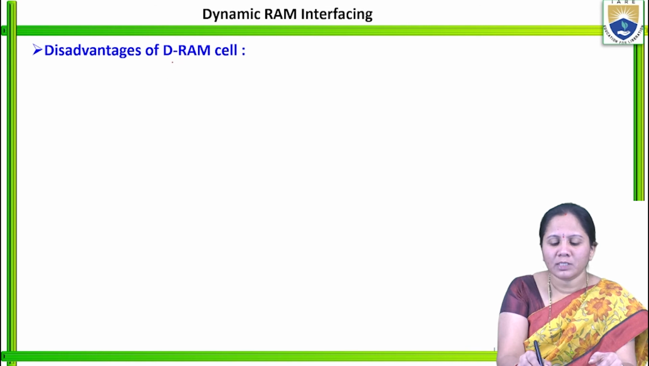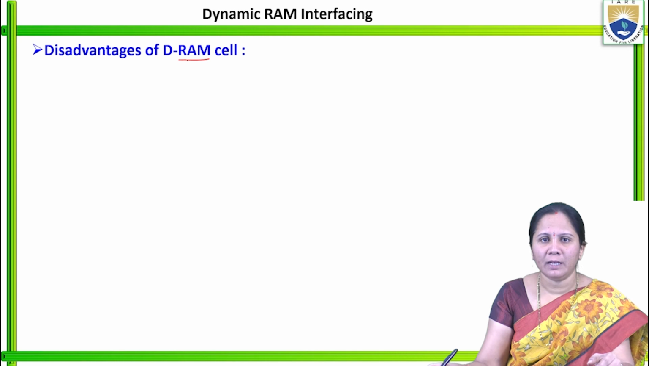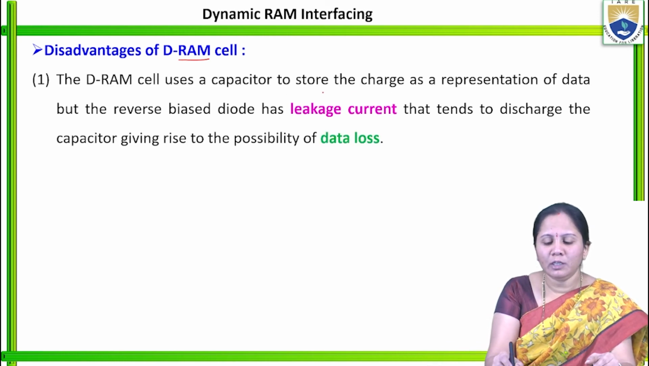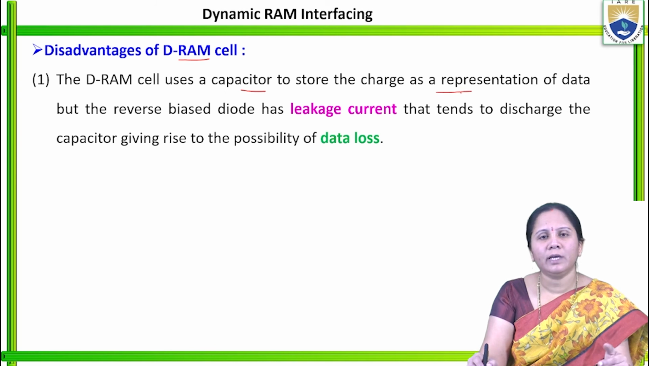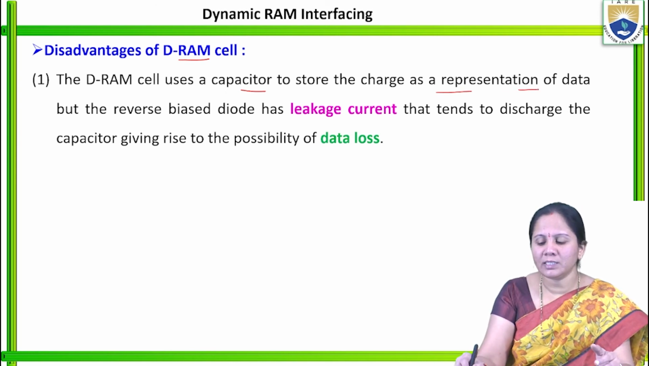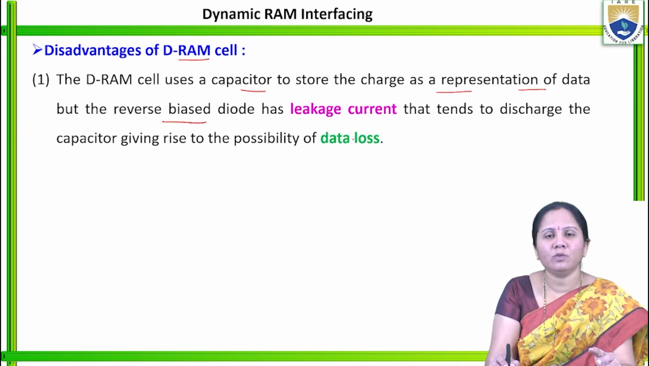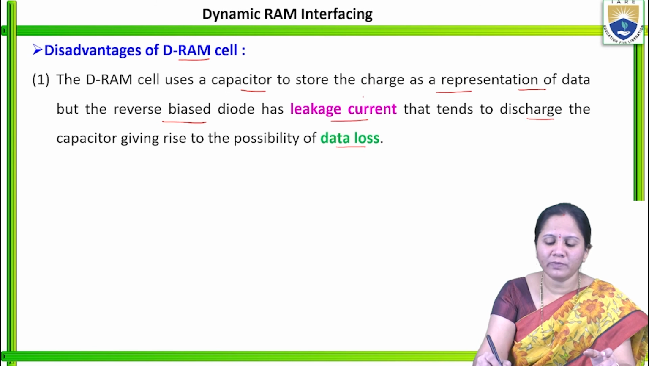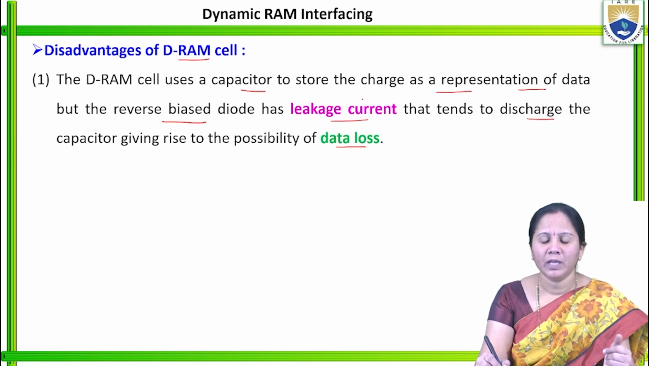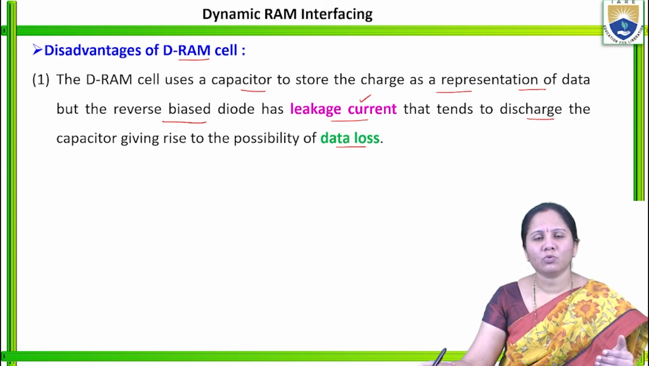And here are some of the disadvantages of the dynamic RAM cell. The DRAM cell uses a capacitor in order to store the data, by charging that capacitor. Here the charge is the representation of data, but the reverse biased diode will have leakage current. That tends to discharge the capacitor, giving rise to data loss. So because of the usage of a capacitor in the DRAM, leakage current will occur, and because of this leakage current the capacitor discharges. When the capacitor discharges, the data will be lost.